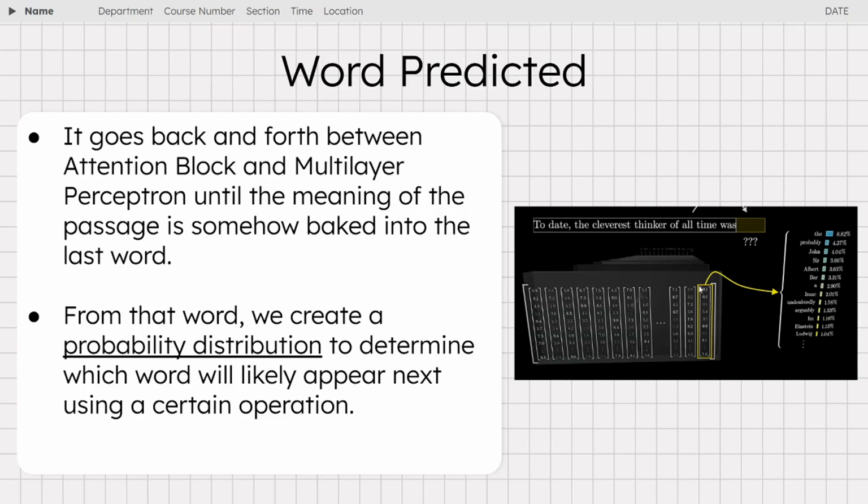And then from that column vector, we create a probability distribution to determine which word will likely appear next, using a certain operation. I'm going to talk about that operation in a bit.